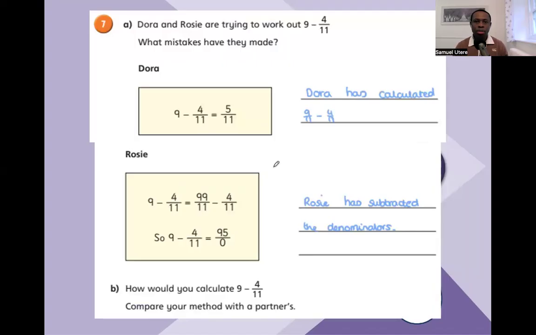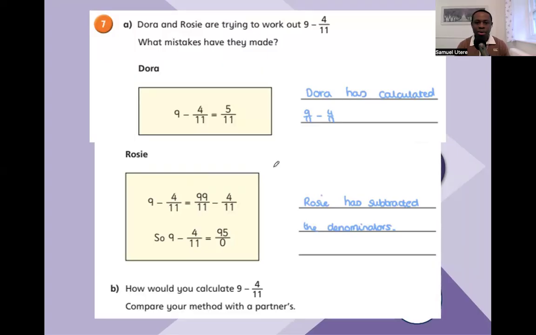Here, Dora and Rosie are trying to work out 9 minus 4/11. What mistakes have they made? Of course, you can see that Dora has calculated 9/11s minus 4/11s. Well, here you can see Rosie has subtracted the denominators. We do not do that.